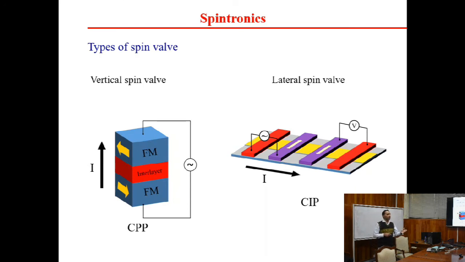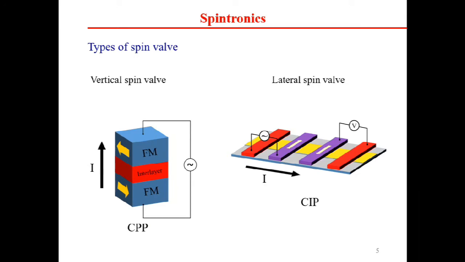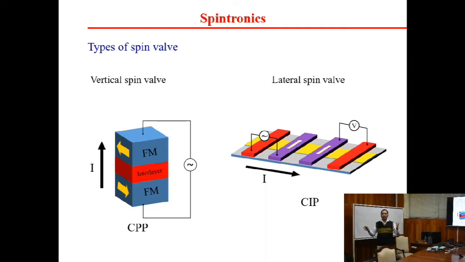When they are injecting the polarized spins, you are applying the current on one side and measuring the voltage on the other side. In the normal case, when you do the measurement, the voltage should be measured within the channel. Within the channel means if you are applying the source and drain, your inside voltage should be measured.